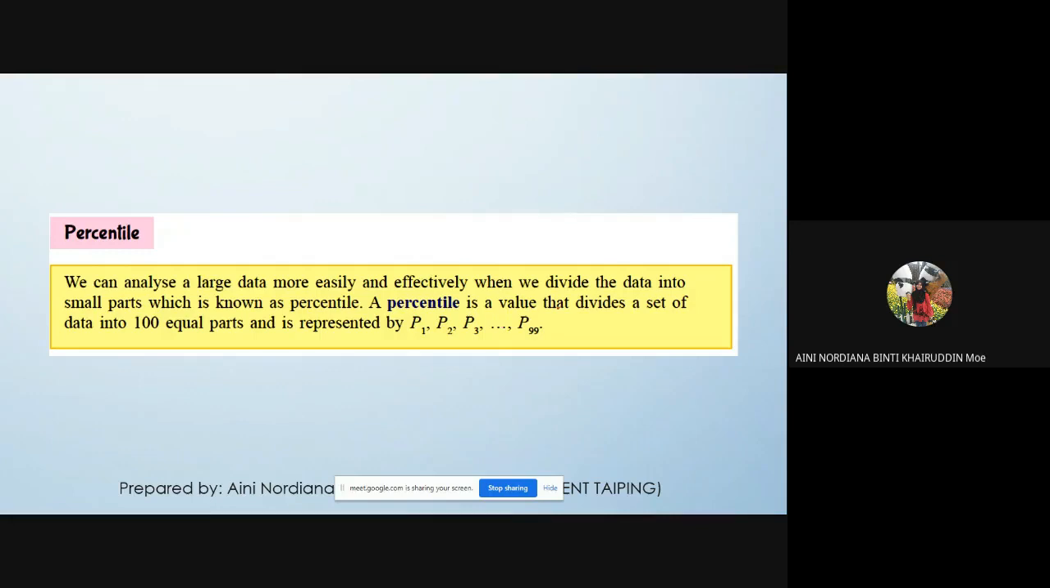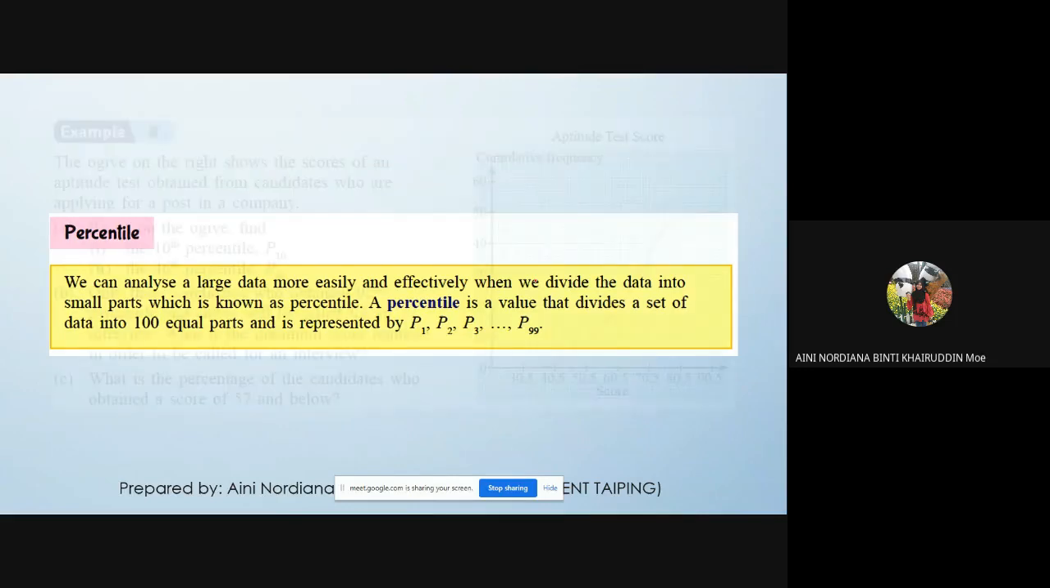A percentile is a value that divide a set of data into 100 equal parts and represent by P1, P2, P3 until P99. Okay, maksud dia kat sini, kuartal, you hanya ambil the first quarter and then median and then third quarter kan for the data. But percentile, you boleh kira daripada satu. P1 ni mean 1%. P2, 2% until 99%. Maksudnya you boleh cari lagi kecil lah data tu. Kan, kalau you cari kuartil, dia 1 over 4. Kalau percentile ni, you boleh kira daripada 1%.